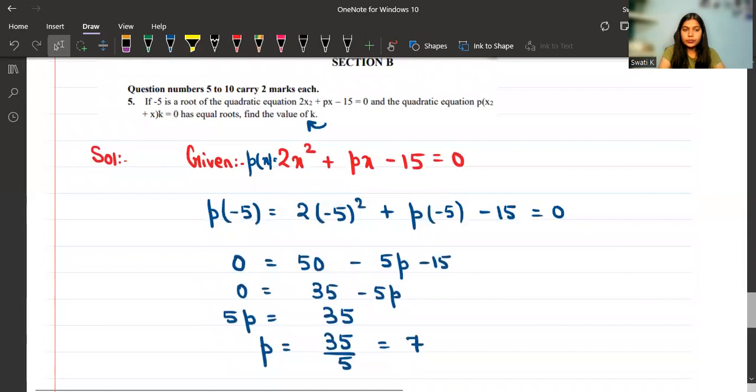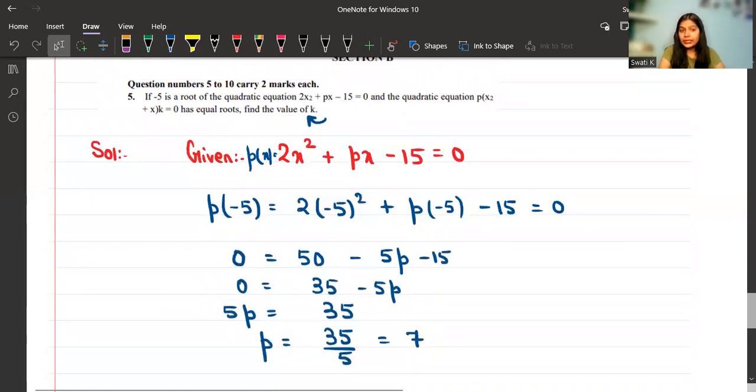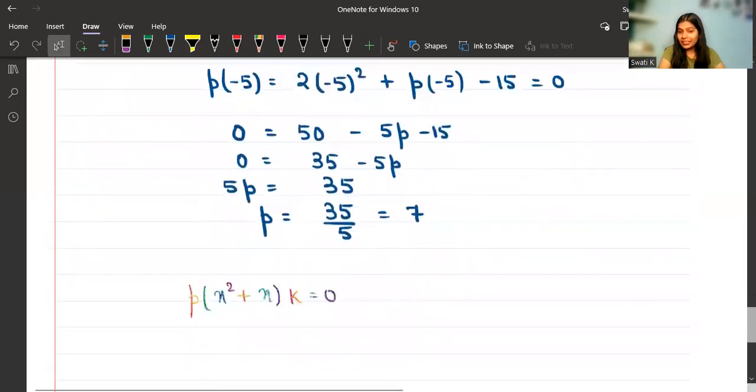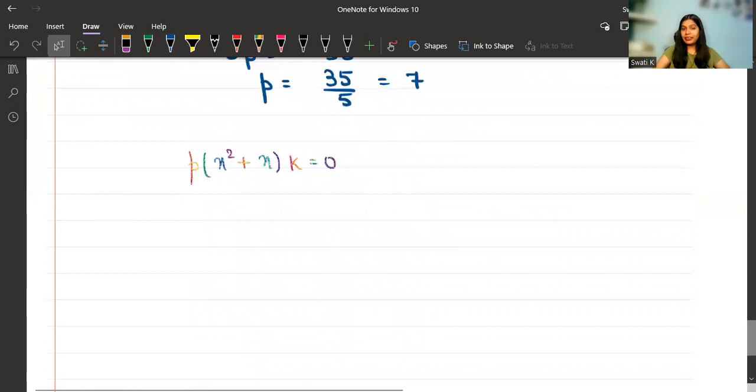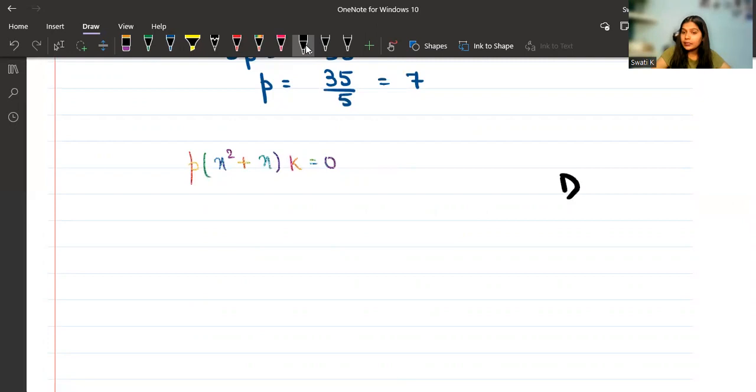So px square plus x into k equals 0 has equal roots. Once it is saying that it has equal roots, it is basically giving us something. Do you know that whenever we have equal roots given in a quadratic equation, that implies that its discriminant is going to be 0. Now the question is, what is discriminant? I will tell you. So its discriminant equals 0.